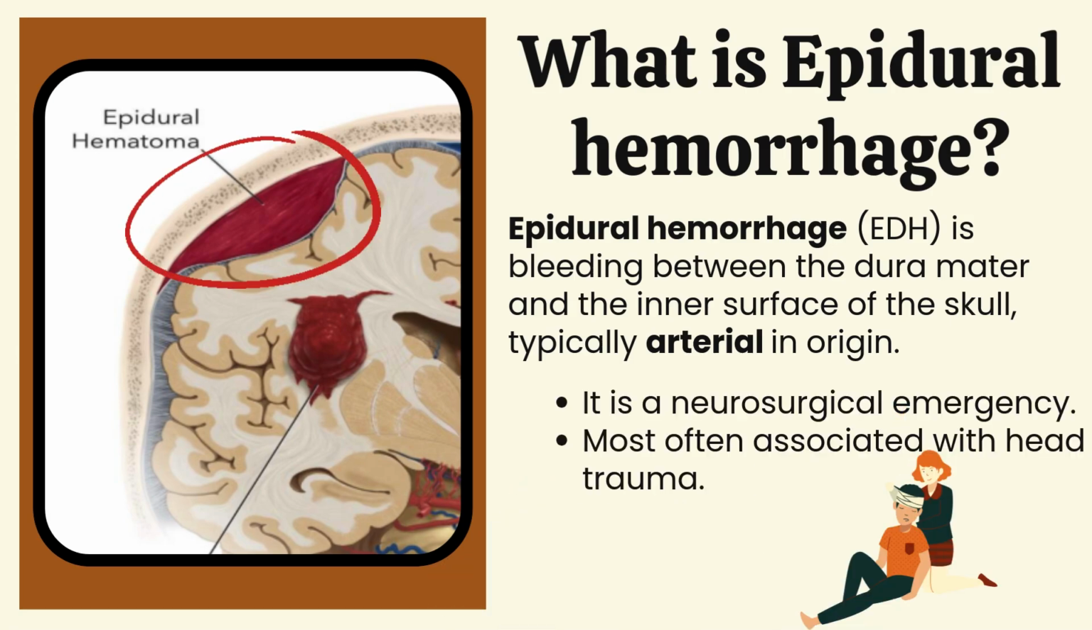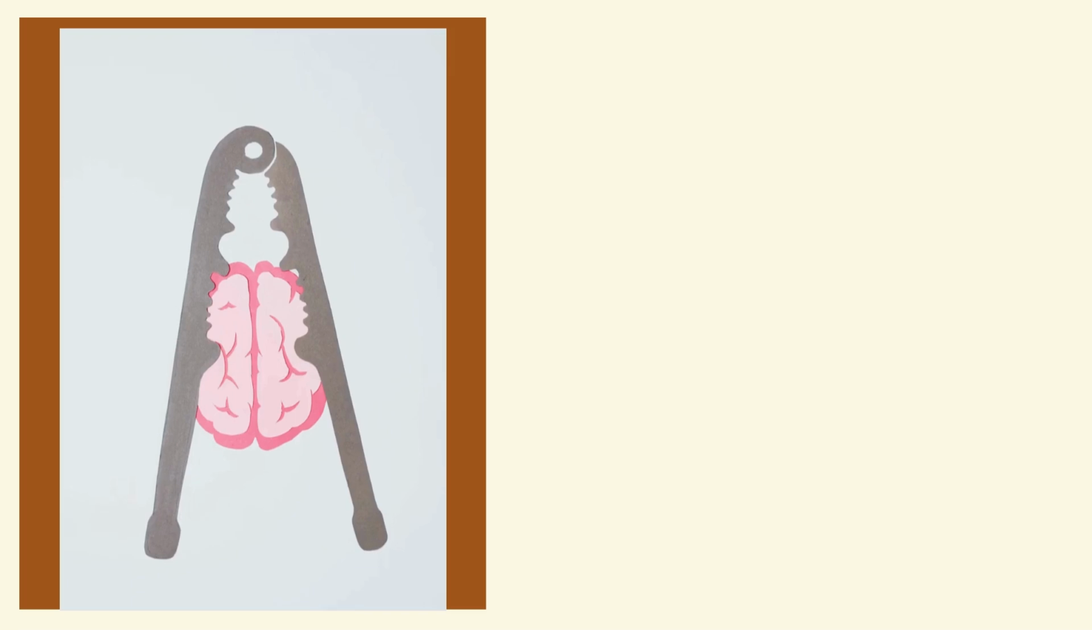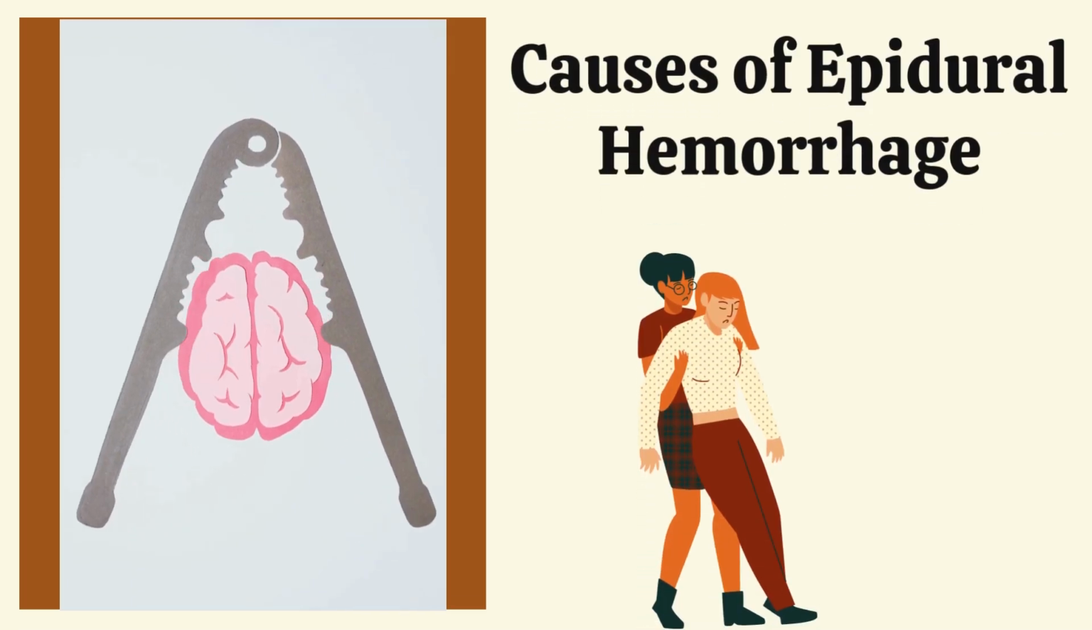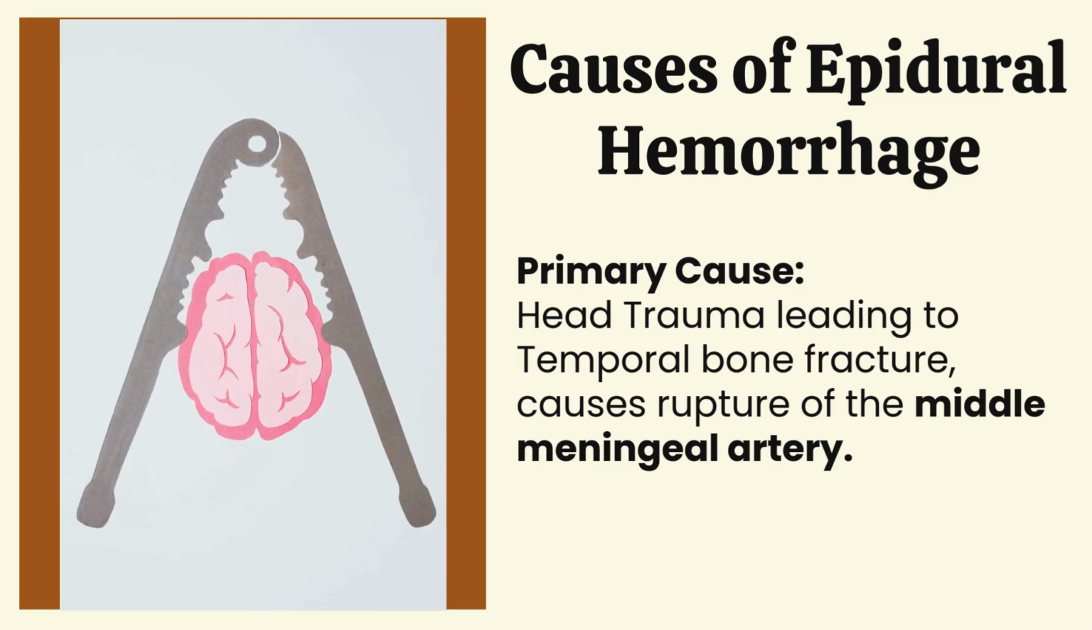It is a neurosurgical emergency. It is most often associated with head trauma. It accounts for approximately 1 to 3% of all head injuries. What are the causes of epidural hemorrhage? Its primary cause is head trauma, leading to temporal bone fracture, which causes rupture of the middle meningeal artery.